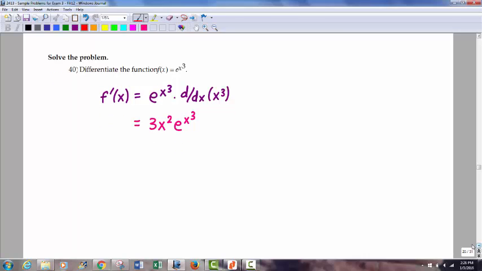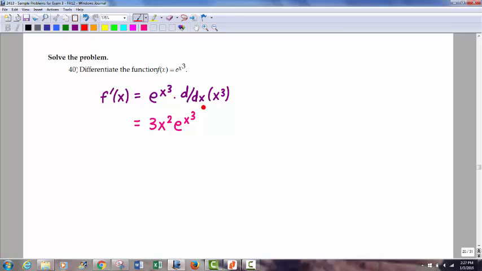Number 40, differentiating the exponential function, which isn't too difficult. The derivative of basically e to the u, using the chain rule approach, where u is a function of x or whatever variable t. So the derivative of e to the u is e to the u du. So notice we don't change that exponent. So the derivative of e to the x cubed is going to have e to the x cubed in the answer, but it's also going to have the derivative of that exponent in the answer.